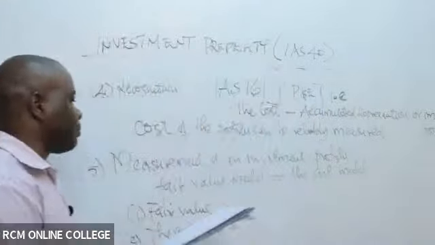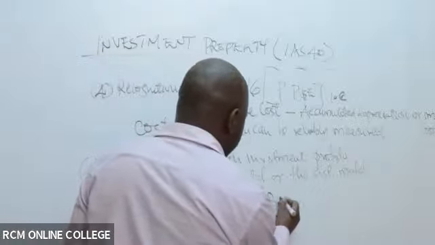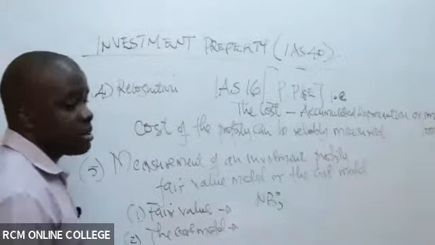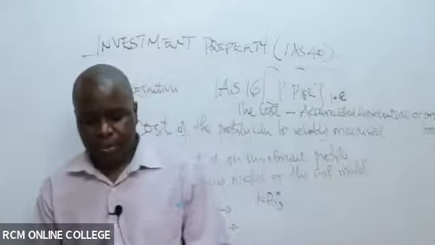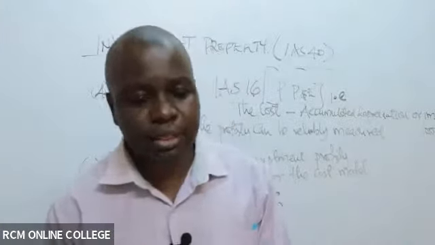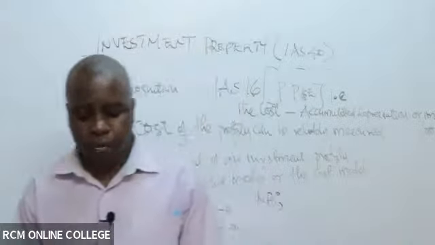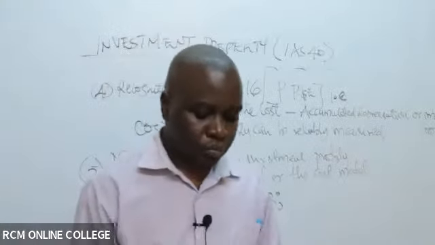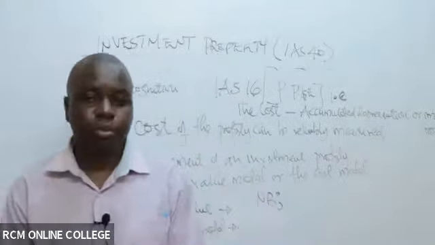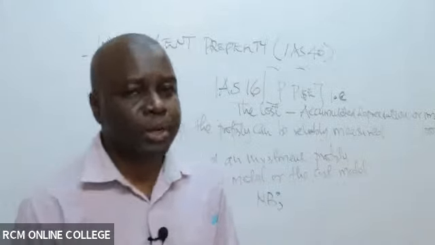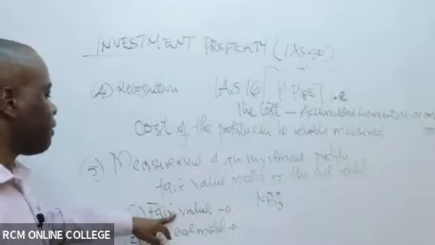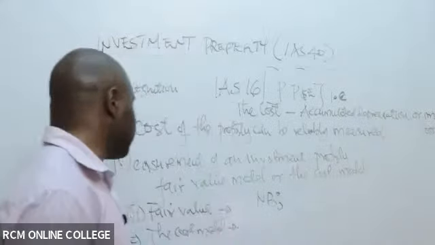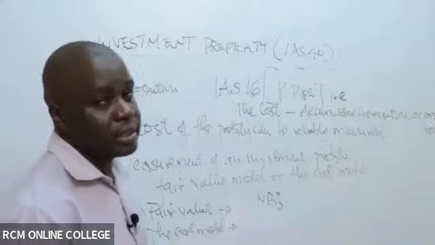You can end by putting a note, an NB. Of course, you've seen there are two ways, fair value or the cost model. So you can put an NB and indicate: an entity will adopt one method of valuation on all its investment properties. So if you're using fair value, you adopt it for all your investment properties. If you're using the cost model, you adopt the cost model.